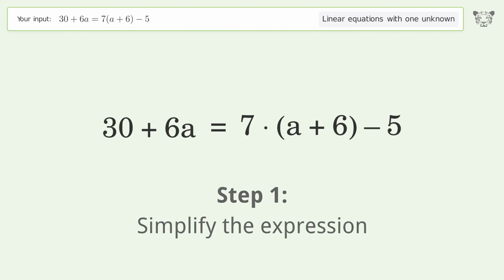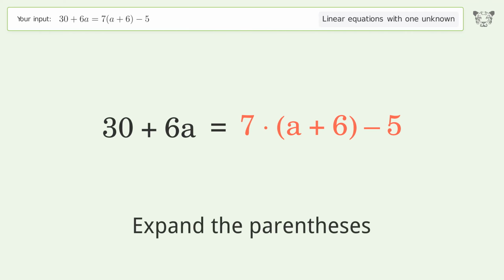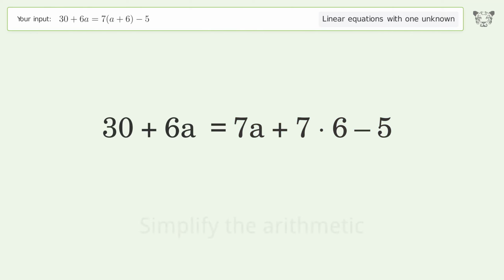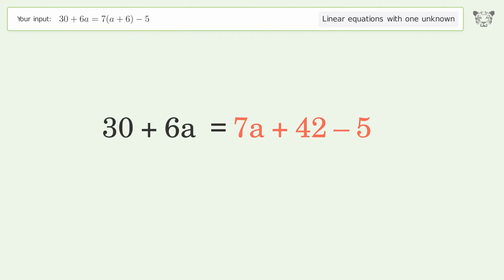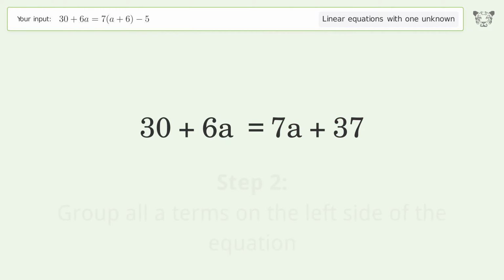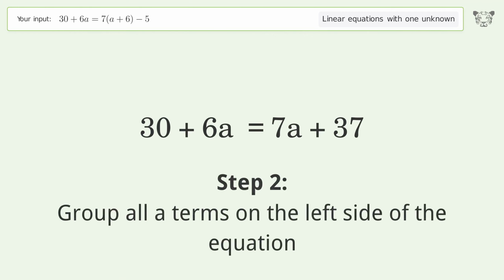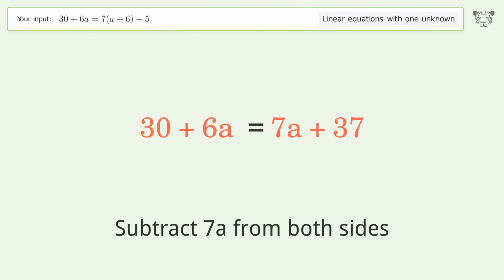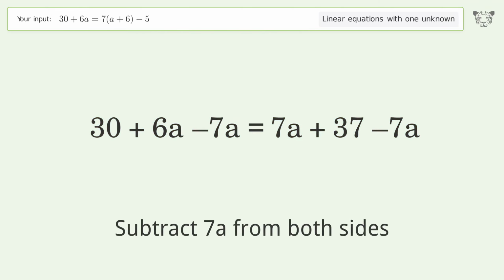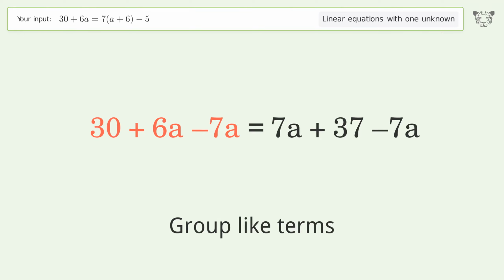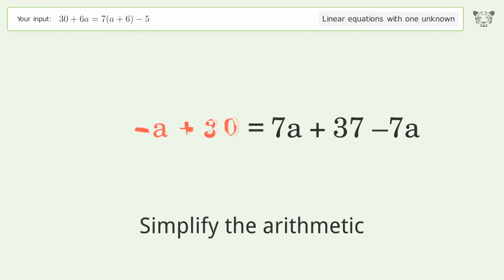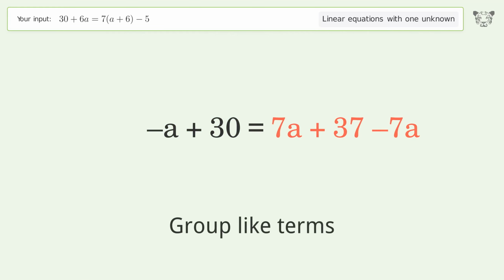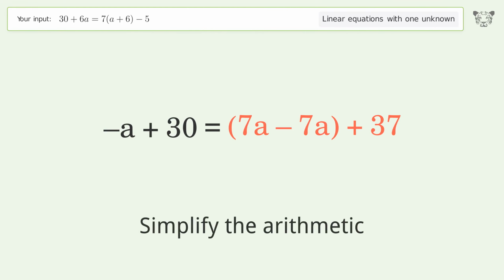Simplify the expression. Expand the parentheses. Simplify the arithmetic. Group all a terms on the left side of the equation. Subtract 7a from both sides. Group like terms. Simplify the arithmetic. Group like terms. Simplify the arithmetic.